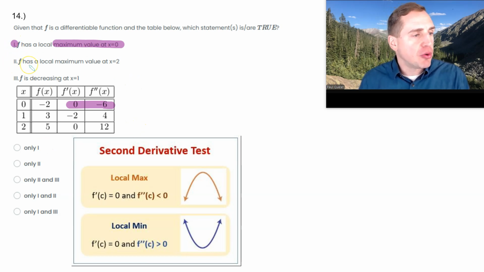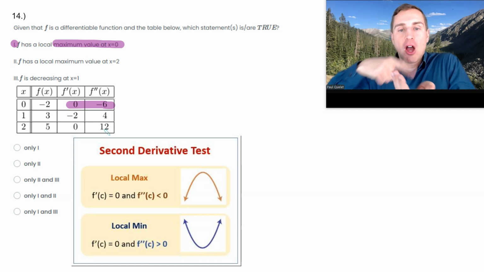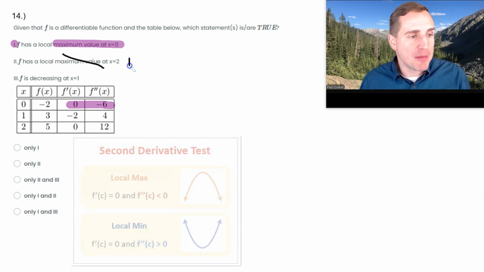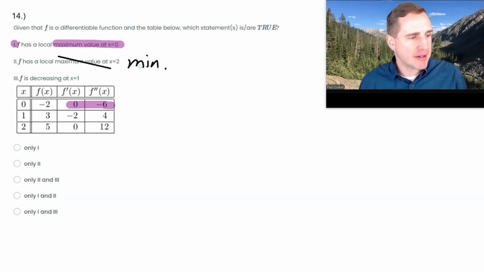How about number 2? F has a local maximum value at x equals 2. So the first derivative needs to be 0, and the second derivative, now this time, is positive. So that'd be like the bottom of a bowl. That would be a local minimum. So I'm going to suggest that this is incorrect because that would have to be a minimum. So Roman numeral 2 is not correct.